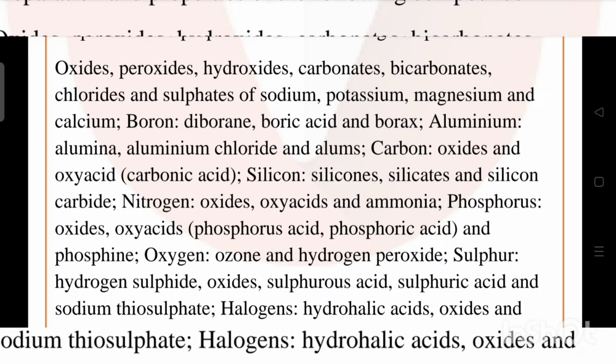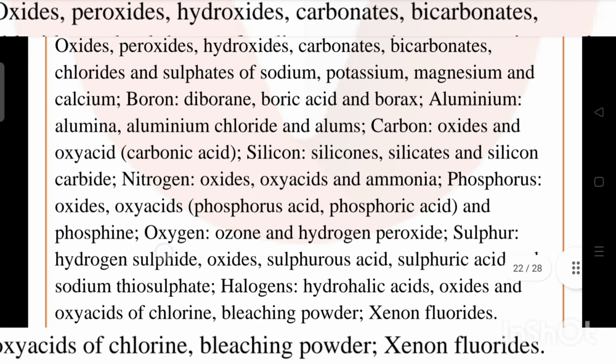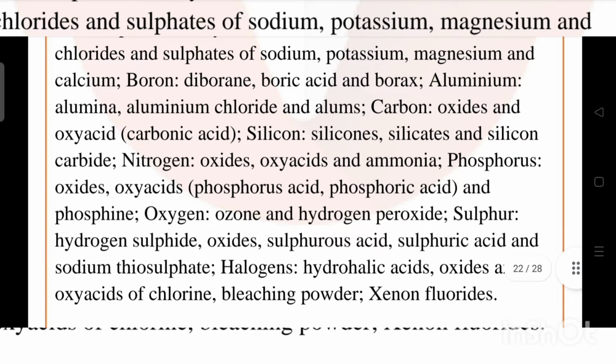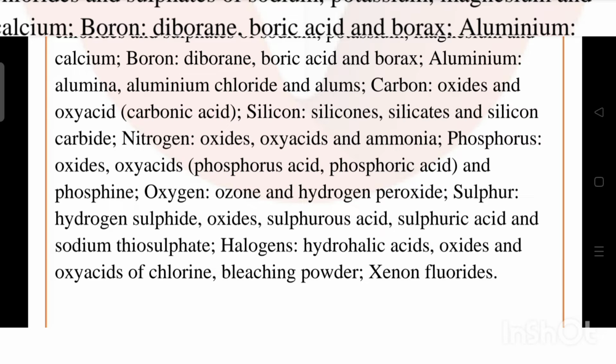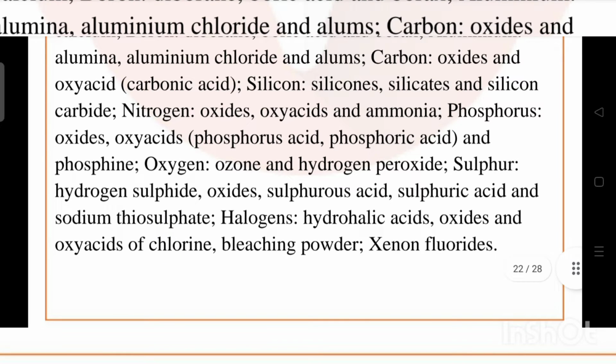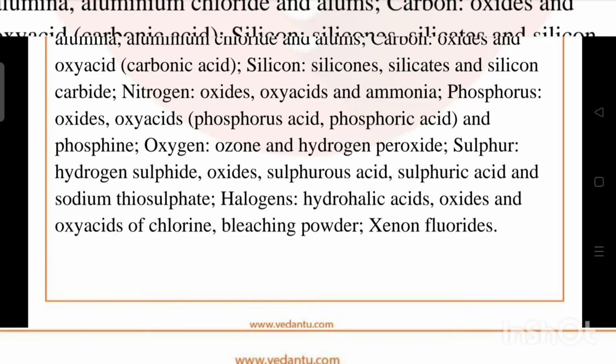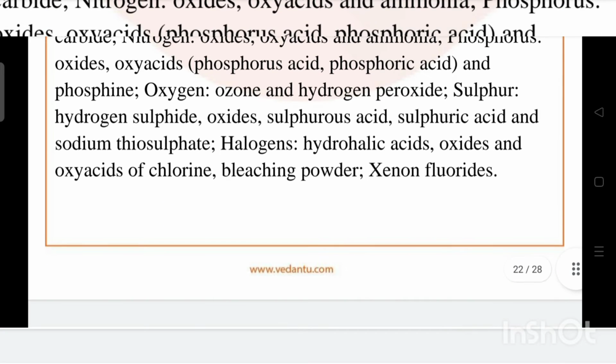Aluminium, aluminium chloride and alums, carbon oxides, carbonic acid, silicon, silicates and silicon carbides, nitrogen oxides, oxoacids, ammonia, phosphorus oxides, oxoacids and phosphine, oxygen, ozone and hydrogen peroxide, sulfur, hydrogen sulfide, oxides, sulfuric acid and sodium thiosulfate, halogens, hydrohalic acids, oxides and oxoacids, chlorine, bleaching powder, xenon fluorides.